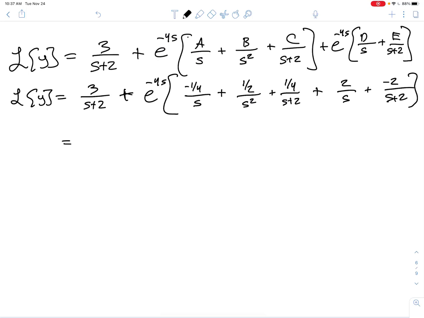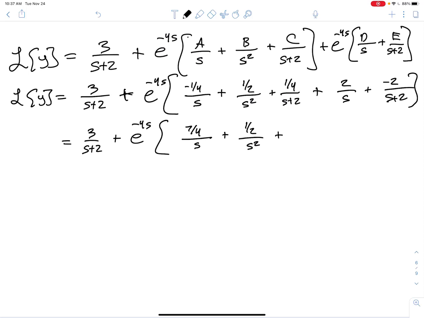And we might as well combine terms since we've got a few. So we've got 2 minus 1/4 on the s, so that's 7/4 over s. And then on s squared, it looks like we just have the 1/2. And then on s plus 2, I guess we got negative 7/4, because we have negative 2 plus 1/4. And that's equal to L of y.